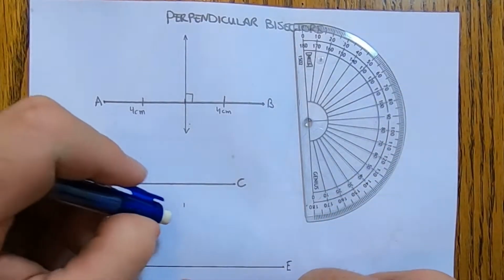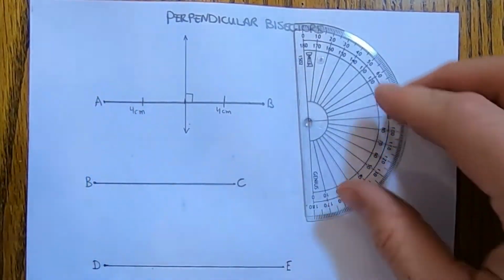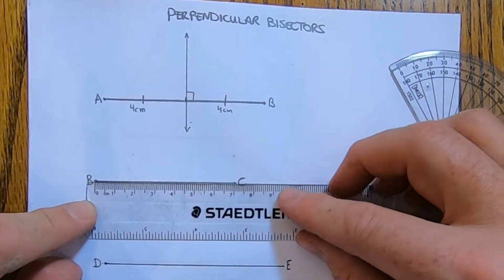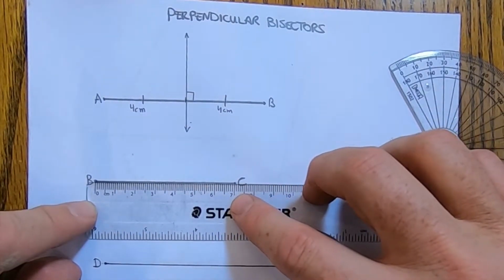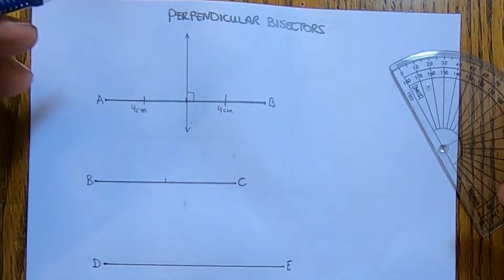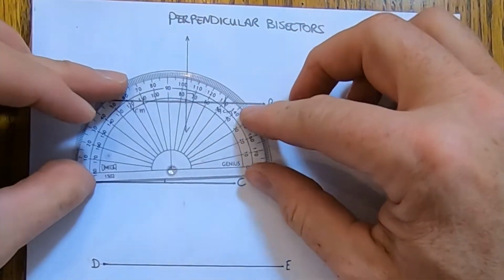Here's another one here. So I can get rid of that little mark I used. So on this one here, I can use my ruler once again. I can measure it. This one says it's 7 centimeters. So half of 7 centimeters is 3.5. So there's my mark right in the middle.